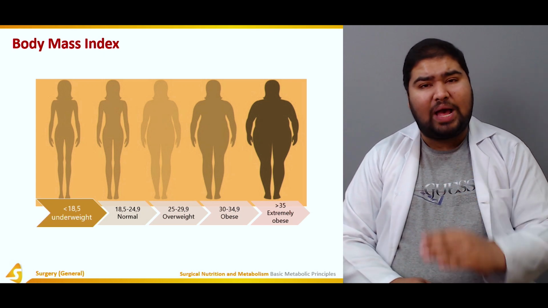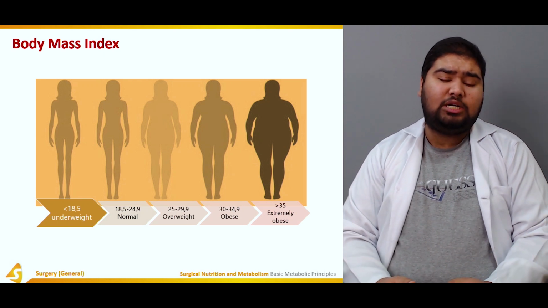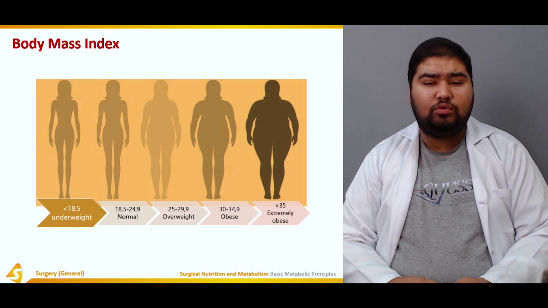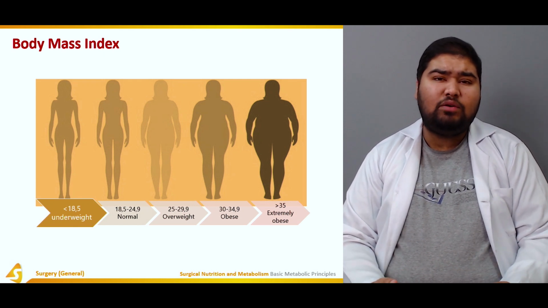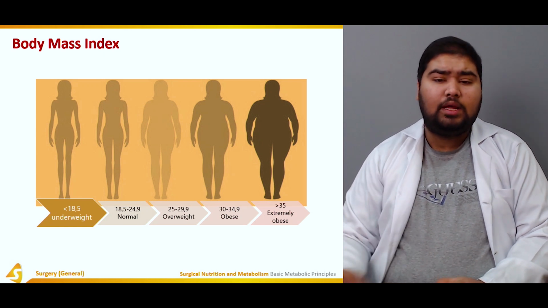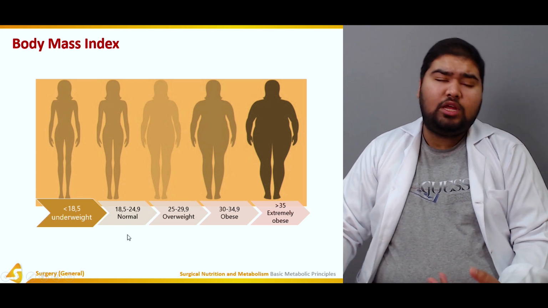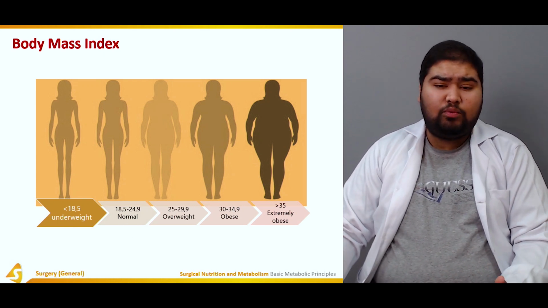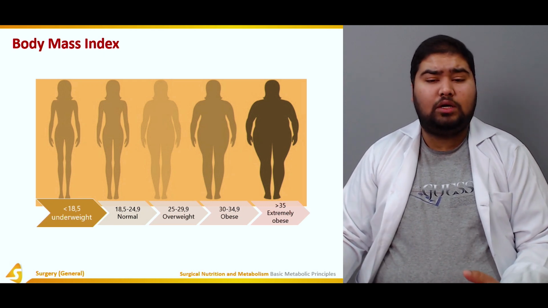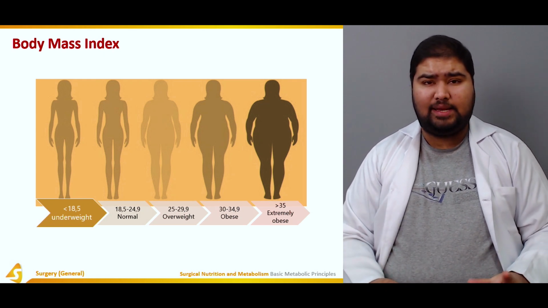And the value of the body mass index can be interpreted in terms of being underweight, normal, overweight, and obese. So a value less than 18.5 is termed as underweight. Here you can see in the figure, this is underweight. Now a value between 18.5 and 24.9 is called normal. This is the normal category.